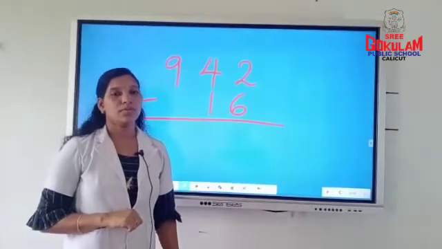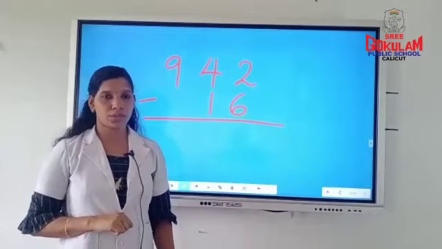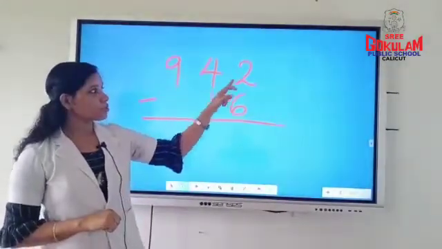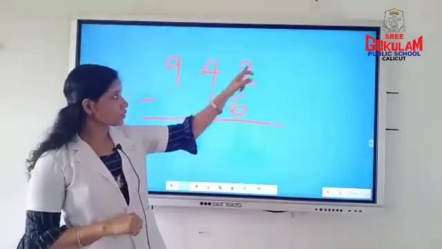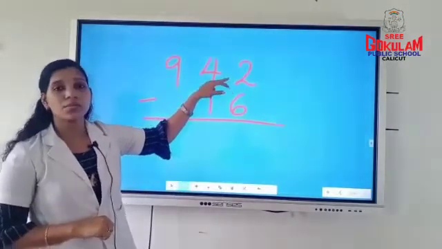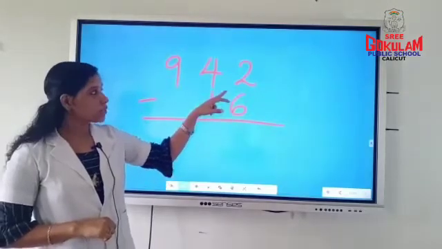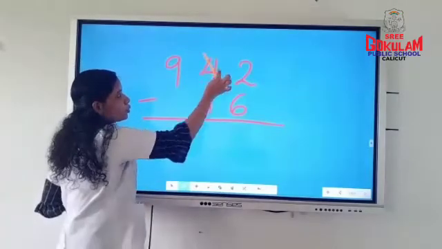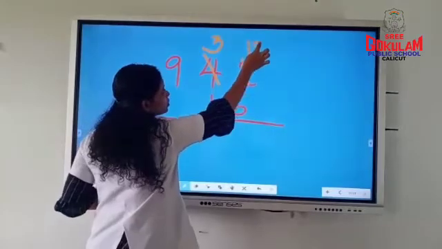Now let's do one more example where we are going to subtract with regrouping. 942 minus 16. Start from the ones place, 2 minus 6. Above, the number given is a smaller number and below is a bigger number. So we cannot subtract. So we have to borrow from the nearest place. When we borrow from 4, it becomes 3 and 2 becomes 12.